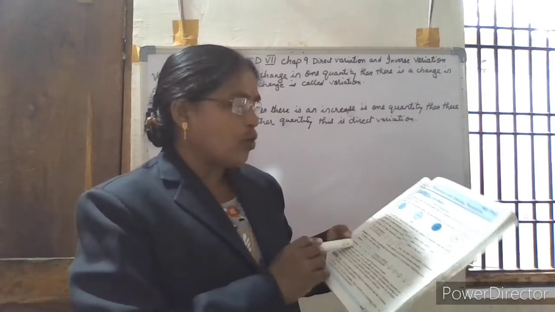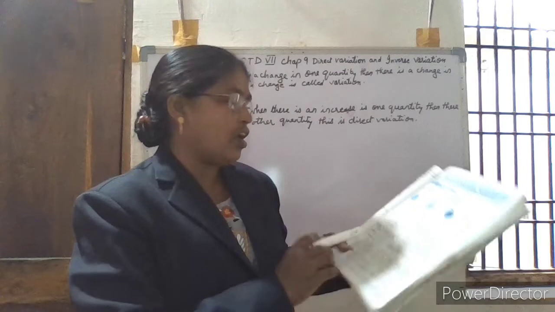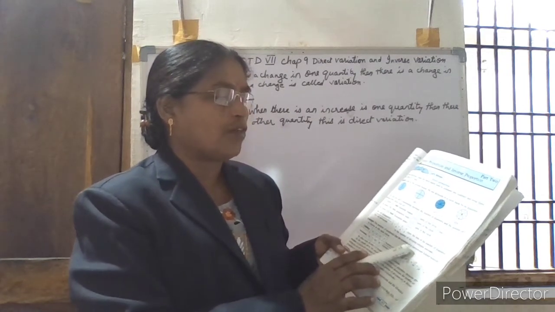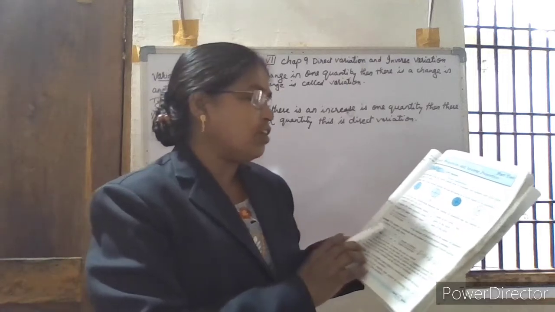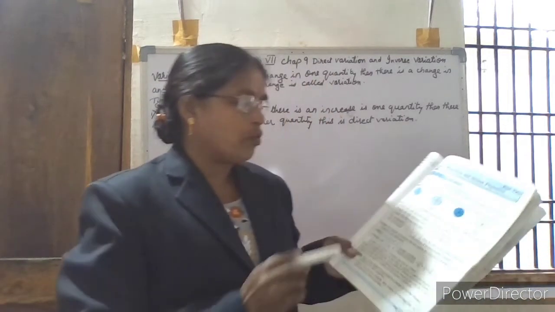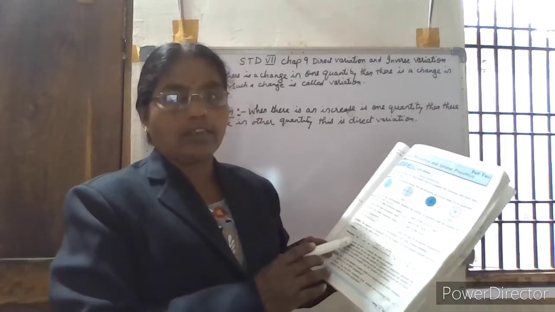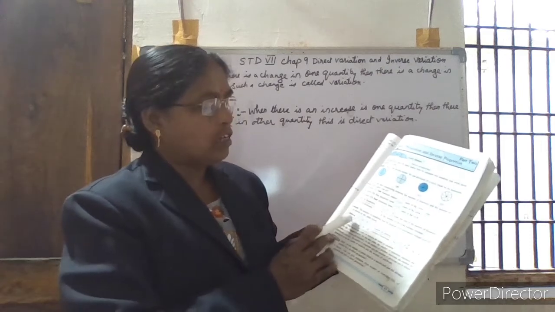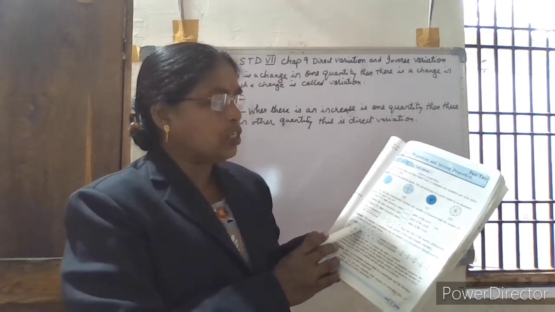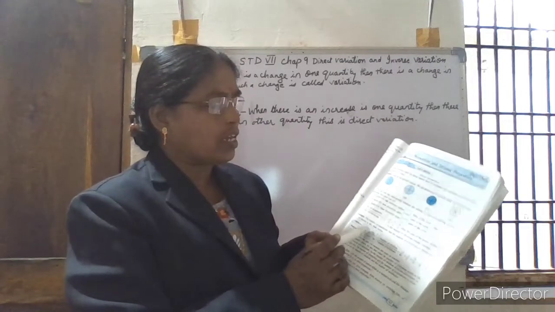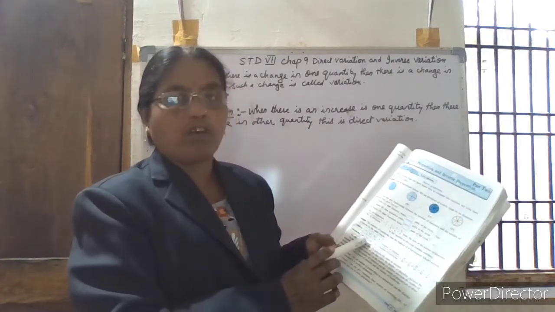Now, look at another example here. See, the number of notebooks that the students of a government school received is shown in the table below. Number of children and the notebooks. 15 children are there, 90 notebooks. If 12 children are there, 72 notebooks. So first there were more children, then it became 12. So the number of children decreased, the number of notebooks also decreased.